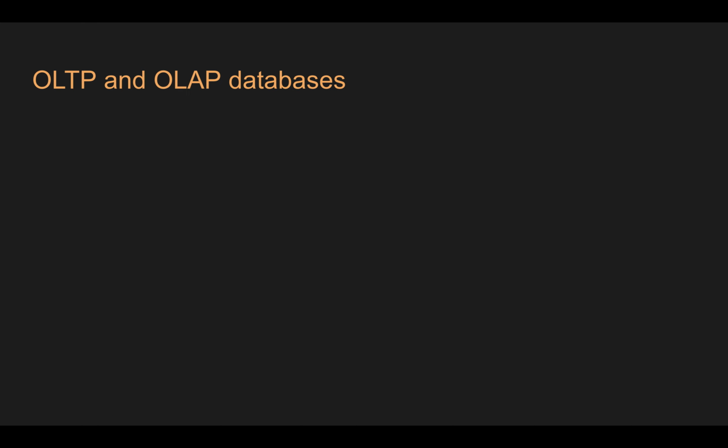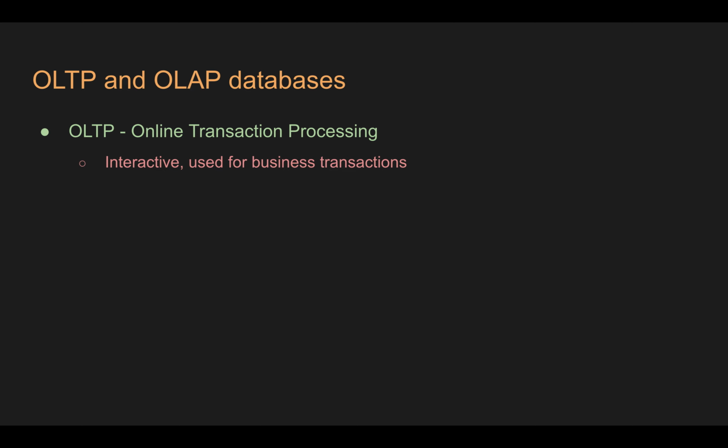Now, before jumping into data warehousing, let's see what OLTP and OLAP databases are. OLTP databases are designed to handle and process high volumes of real time transactions. They are optimized for transactional operations such as inserting, updating, and deleting data. OLTP databases are commonly used in operational systems where data is constantly changing. Examples are e-commerce websites, banking systems, airline reservation systems, and point of sale systems.